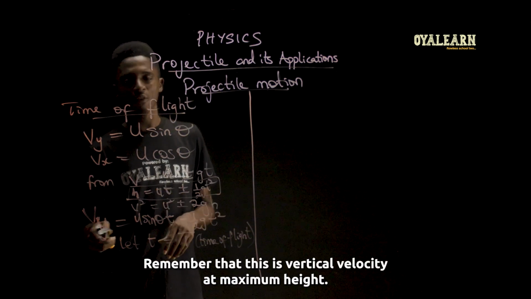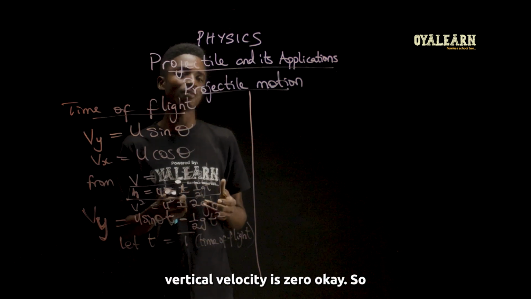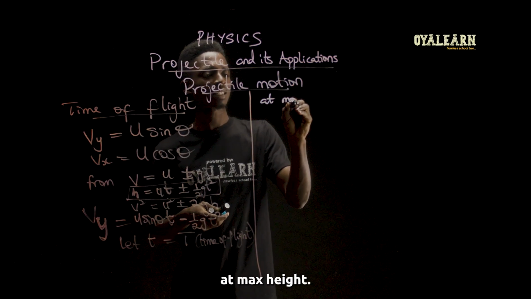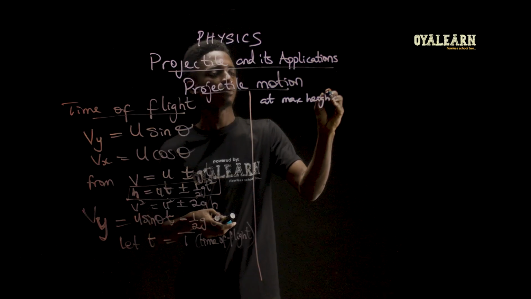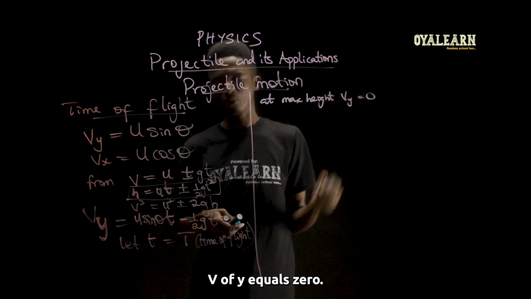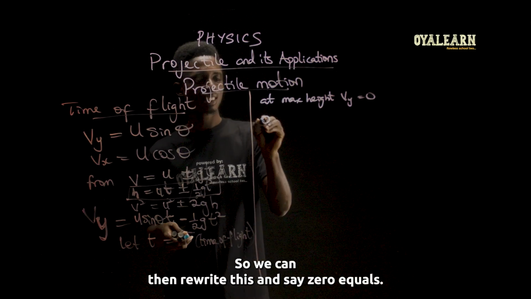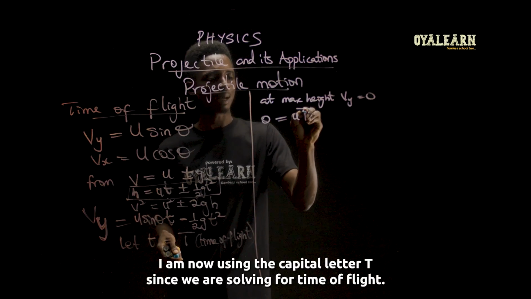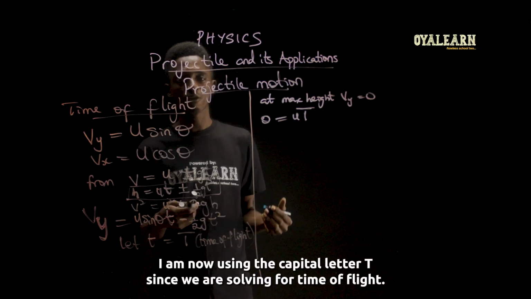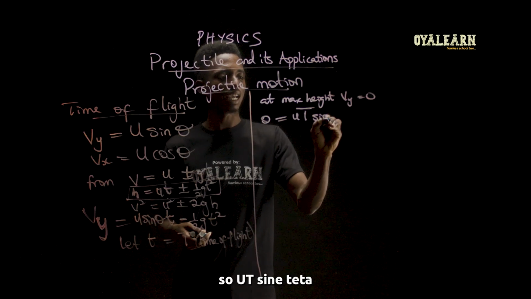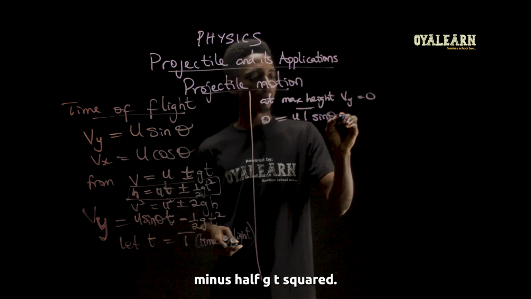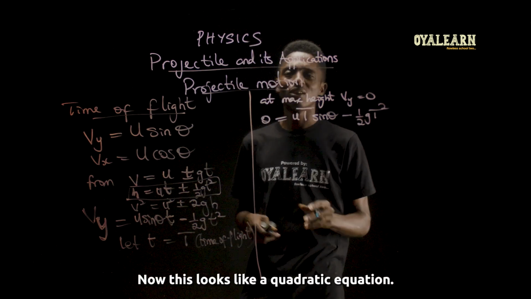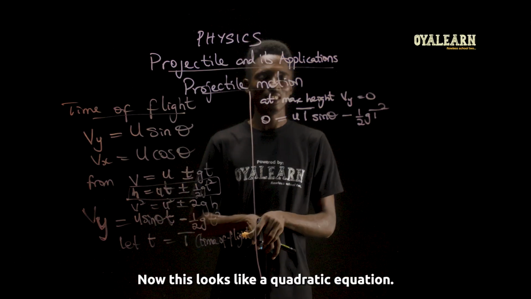Remember that this is vertical velocity. At maximum height, vertical velocity is 0. Okay? So, at max height, v of y equals 0. So we can then rewrite this and say 0 equals, now this is basically ut. I'm now using the capital letter T since we are solving for time of flight. So uT sine theta minus half gT squared.